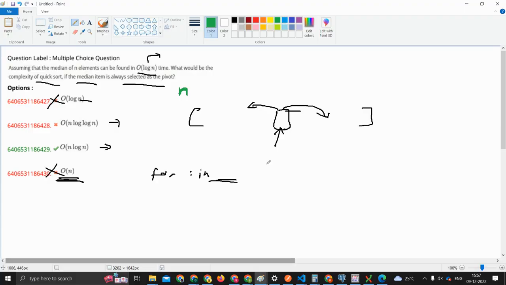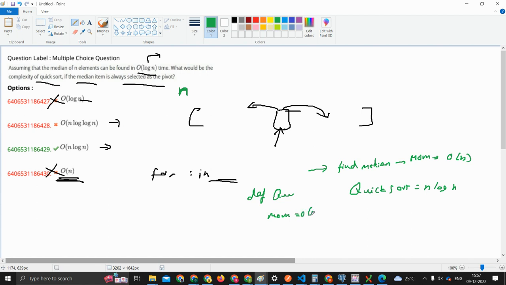Okay, I understand what you're saying. Just to add to that, in the case of median of medians, we are finding the median in O of n time, so the complexity of quicksort becomes n log n. And if we go less than that for finding the median, the complexity of quicksort still remains the same. It's not going to decrease, because quicksort is n log n. That is the idea. Hope I was able to explain it properly.